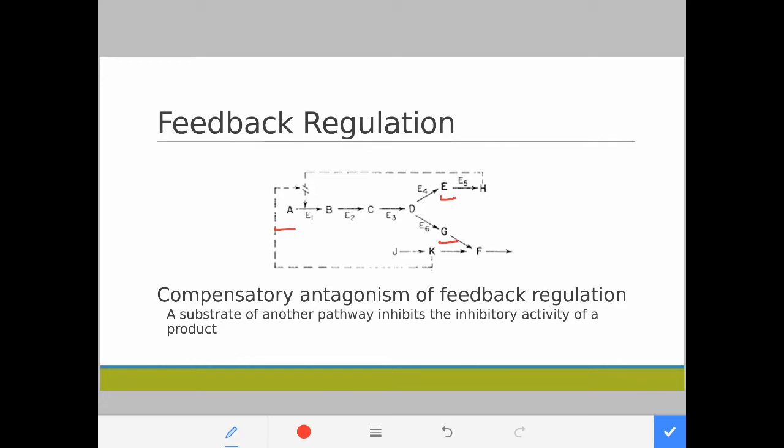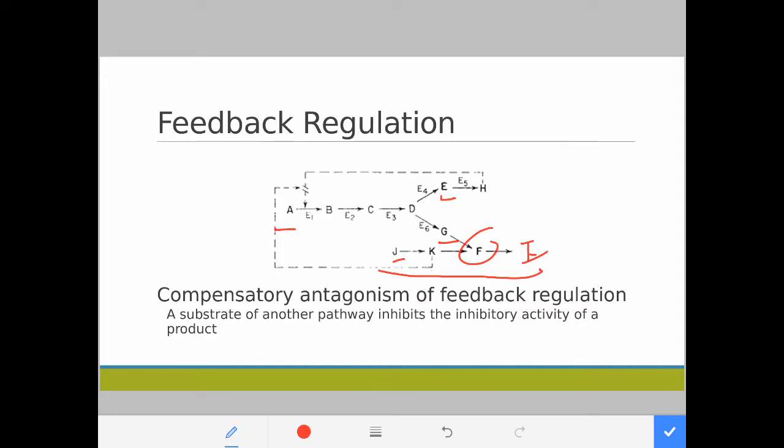Now, the complication here is that metabolite G is also an intermediate in a separate pathway. So it's a different pathway, and this pathway needs G to produce your F, G, H, I. So let's say I, or J, or K. So any other metabolite product for another pathway.